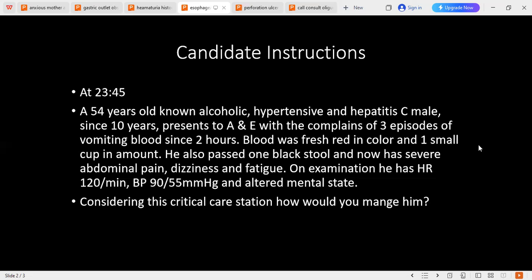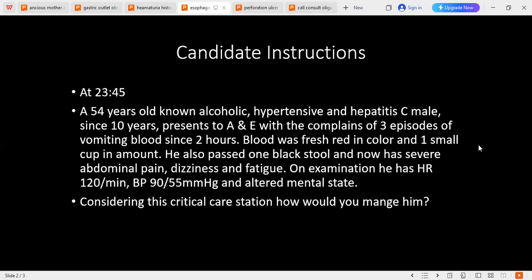I would manage the patient according to the CRISP protocol using the ABCD approach. First of all, I will look for the airway. I will ask the patient his name. If he can tell his name, the airway is patent. But if he cannot tell his name, I will check his mouth, if maybe there is any bleeding or any foreign body in the mouth.